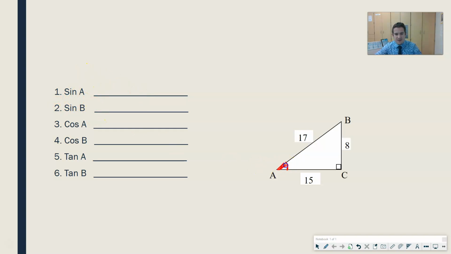So in your guided notes, if you have the guided notes, you have a section like this. Say I have angle A here. Let me look at all these angle A ones first. For angle A, this would be opposite, adjacent, and hypotenuse. So sine of angle A would be opposite over hypotenuse, which would be 8 over 17. Cosine of angle A would be adjacent over hypotenuse, which would be 15 over 17. And then tangent of angle A would be opposite over adjacent, which is 8 over 15.